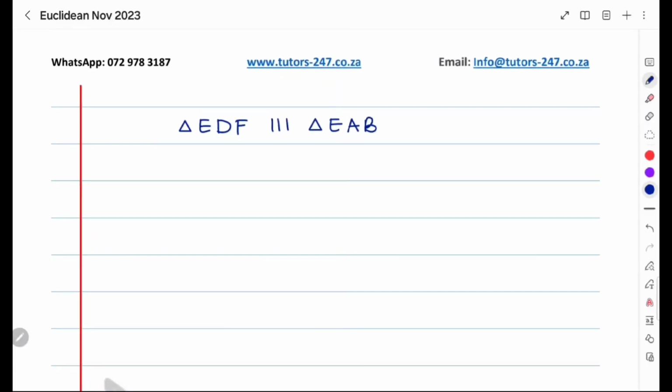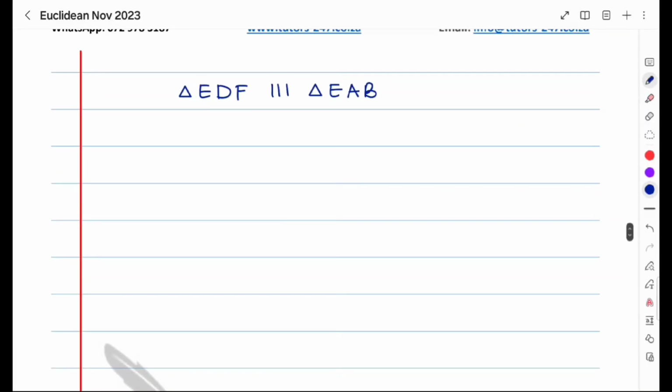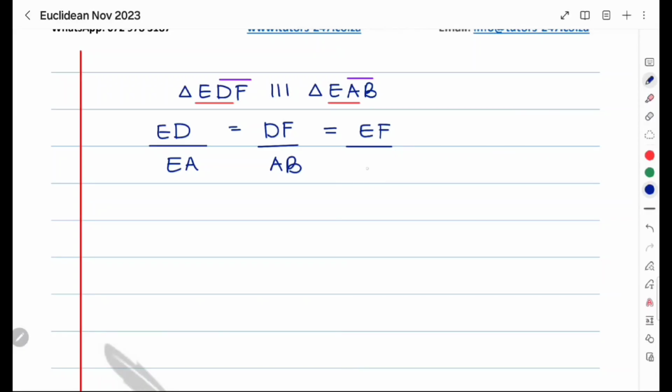So that is it. Now, let us formulate this three-prong equation. As we mentioned earlier, it is going to be the first two letters over the first two letters, that being ED over EA. And that is equal to the last two letters, that being DF over the last two letters AB. And lastly, the first and last over the first and the last.